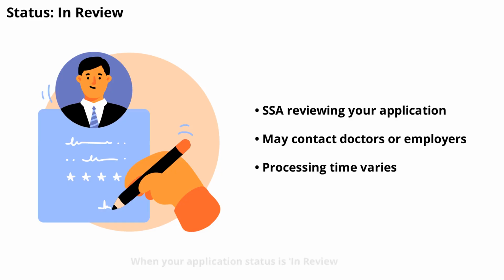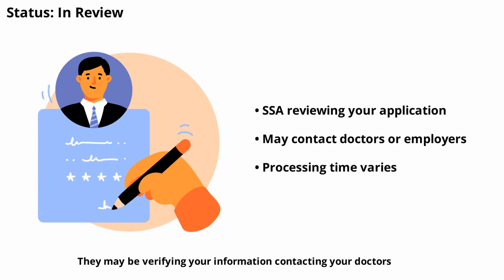When your application status is in review, it means the SSA is actively processing your application. They may be verifying your information, contacting your doctors, or reviewing your work history. This stage can take some time, depending on the complexity of your case. Be patient and check your online account regularly for any changes. If the SSA needs more information, your status will update accordingly. Let's move on to what happens if more information is needed.